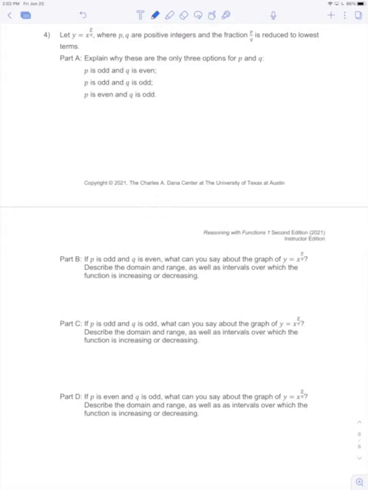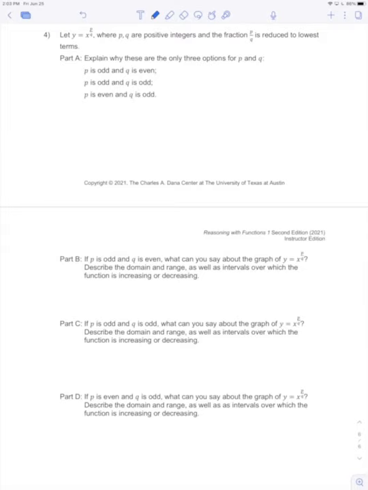Let's see what's going on. You might think, why can't we have both p and q be even? Don't they have p and q being both even listed here? Well, we're assuming the fraction is in lowest terms. So if p and q are both even, then there will be a factor of 2 common to both of those, and then it wouldn't be in lowest terms anymore. So these are the only 3 possibilities, where 1 is odd and 1 is even, or both are odd.